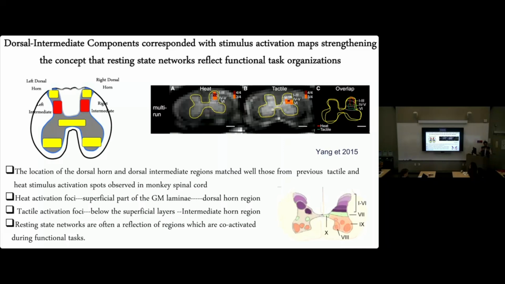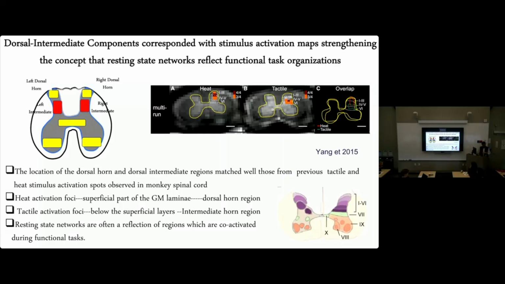So this was a very promising result, as it gave us validation that resting state networks are a reflection of the regions which are co-activated during functional tasks, something people have talked about a lot in the brain literature.